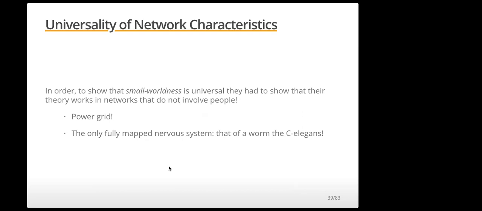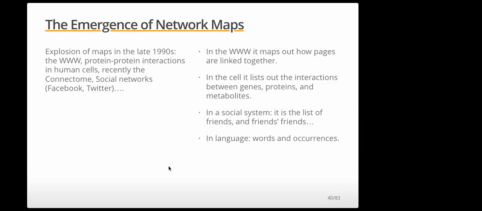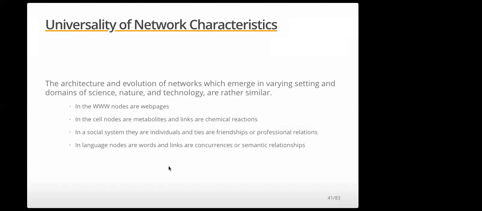So they started stumbling upon funny universal properties that were in protein-protein interaction in the cell and between genes, the way the proteins and metabolites interact, in social systems, that is the list of friends, and in languages, as in word occurrences. In the World Wide Web, the nodes are web pages, and the links are the links that connect them. In the cell, the nodes are the metabolites, and the links are the chemical reactions. In social systems, the nodes are the individuals, and the ties are friendships, professional relations, hate and love, whatever kind of relations you think of. And in language, nodes were words, and links were co-occurrences or semantic relationships.